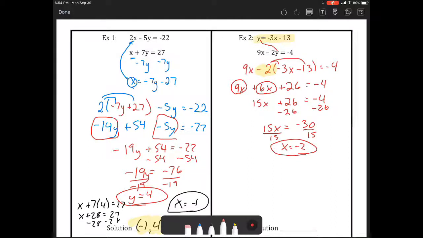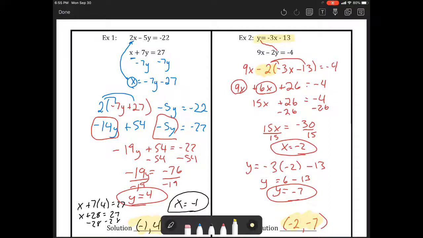So that's my first one. Now I'm going to take this and plug it back into one of my equations. I like the y equals one because it's going to be simple. So I'm going to do y equals negative 3 times negative 2 minus 13. That'll give me 6 minus 13 equals y, which will give me y equals negative 7. So then my ordered pair is going to be my x, which is negative 2, and then my y, which is negative 7. And that's going to be my second example.